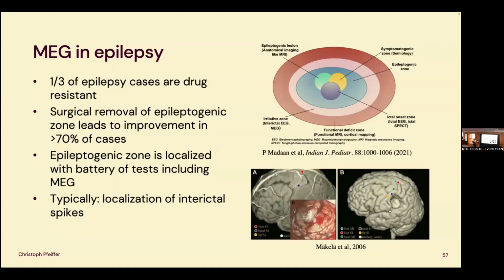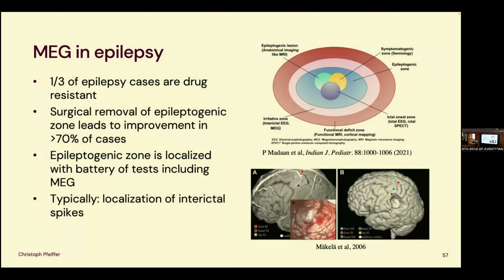And now, clinical use in epilepsy. Around 1/3 of epilepsy cases are drug resistant, which means that even with anticonvulsants, you still get seizures. In many of those cases, it's possible to surgically remove the area in the brain where the seizure starts, which then leads to either complete improvement, so no more seizures, or a significant reduction. And this requires, of course, determining where the seizure starts in the individual patient.